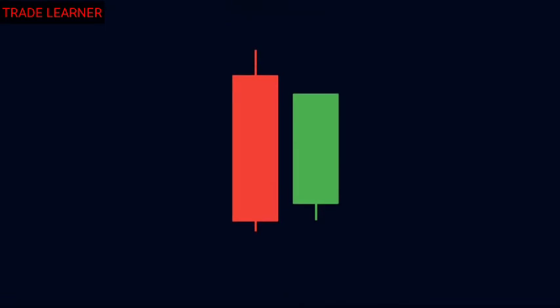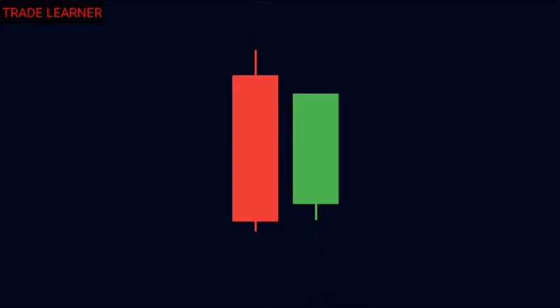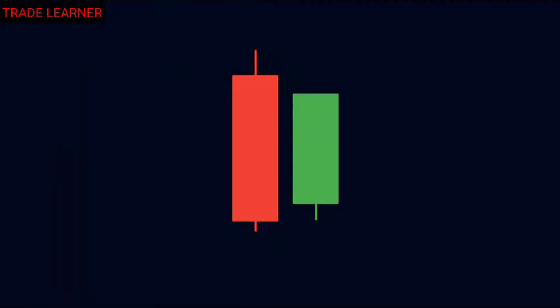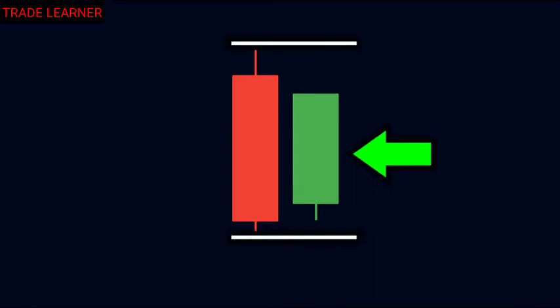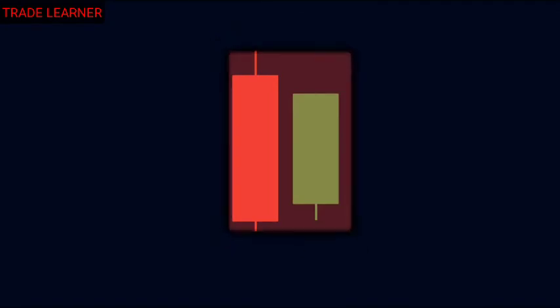The second candlestick pattern is the inside bar pattern. Now, the inside bar candles are the complete opposite of the engulfing candle. The inside bar is also a two-candle pattern. In the inside bar pattern, we see that the second candle is a small candle that is completely within the high and the low of the previous candle. In other words, the second candle is inside the range of the previous candle.